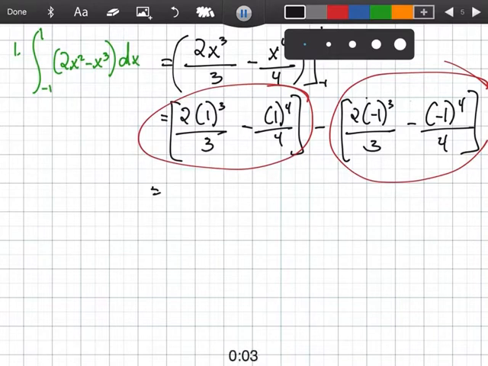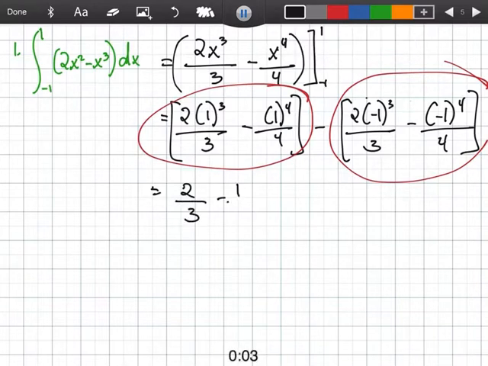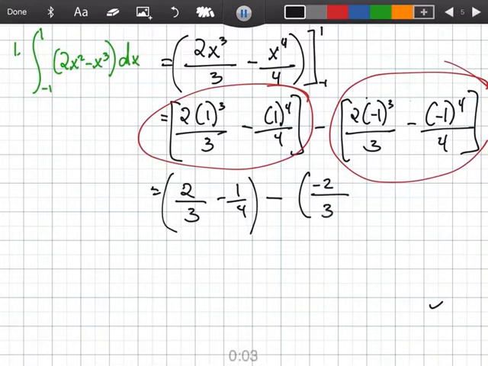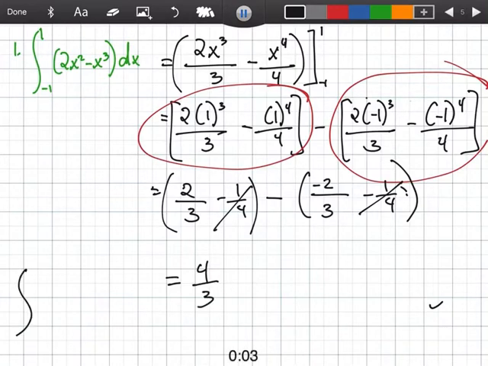Okay, so 2/3 minus 1/4 minus, minus na malaki, minus 2/3, negative 1 raised to 4 is 1 minus 1/4. Since negative 1/4 minus negative 1/4, makakancel to. So, magiging 2/3 minus negative 2/3, this is 4/3. So, ang answer, class, for this one, the integral of 2x squared minus x cubed dx from negative 1 to 1 is 4/3. So, that is definite integral.